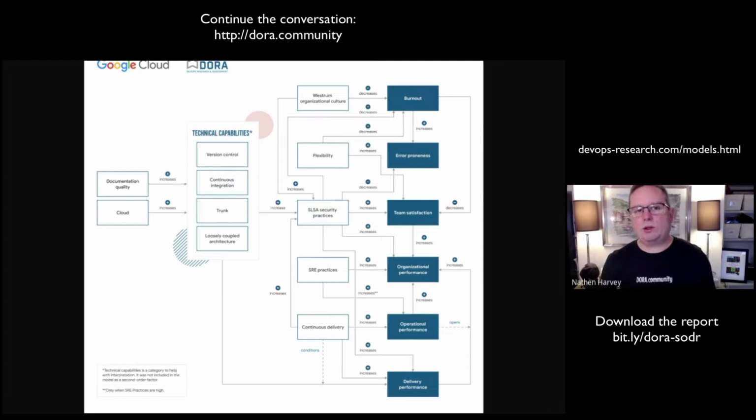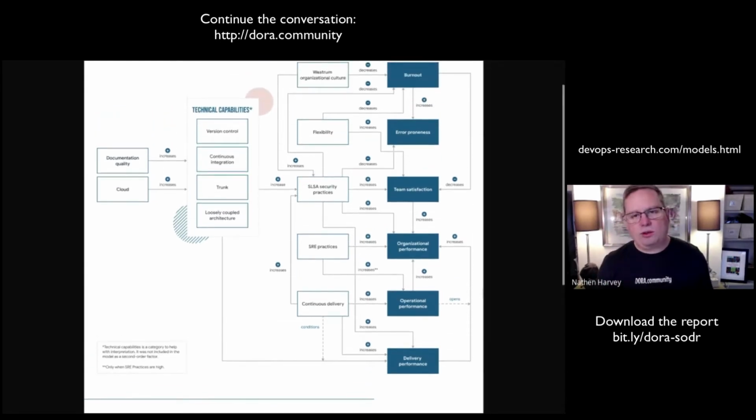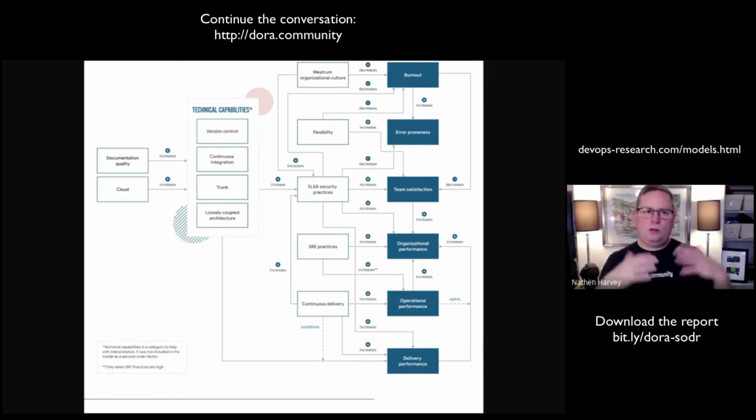So in the 2022 research, as an example, we measured or looked at outcomes around organizational performance, software delivery performance, and software operational performance. We measure those almost every year of the research study. But we also looked at a couple of other key outcomes this year: team satisfaction, error proneness, and burnout. Well, the way that you use the structural equation model is you want to come up with a goal for your team. We want to improve our overall organizational performance, or we want to reduce burnout on the team.